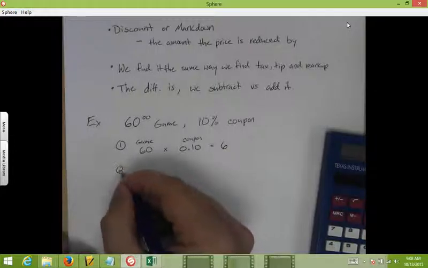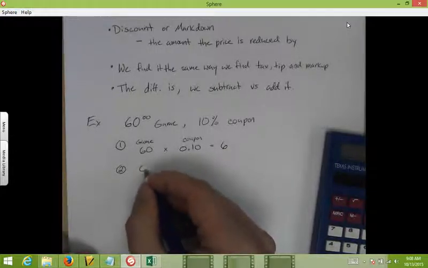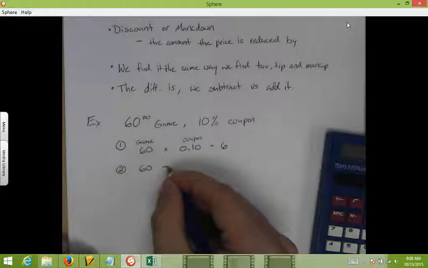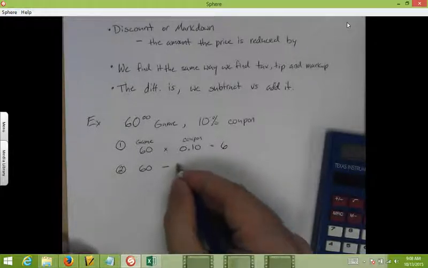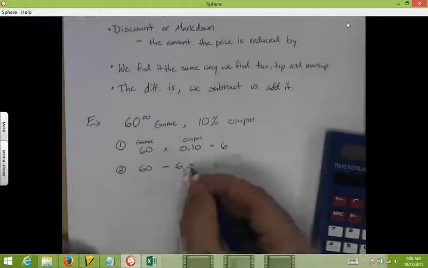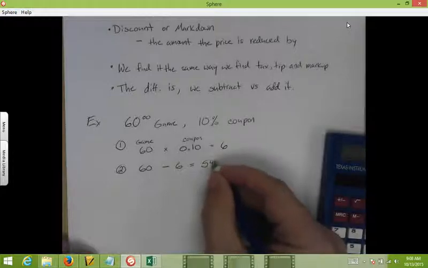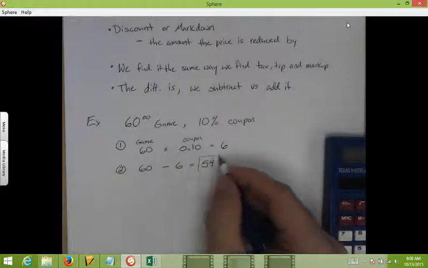So step 2, to get the final price, you're going to take the cost of the game, and this time we're going to subtract. 60 minus 6. That means this game is going to cost us $54.